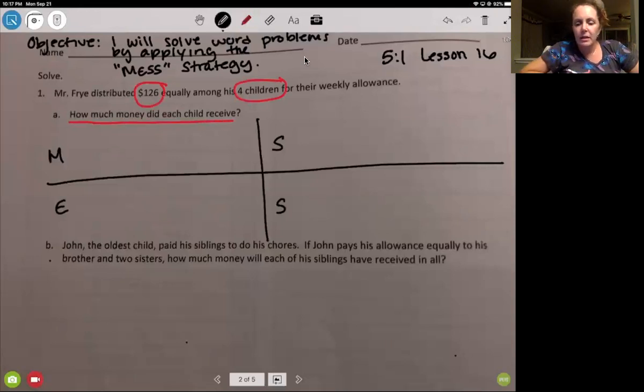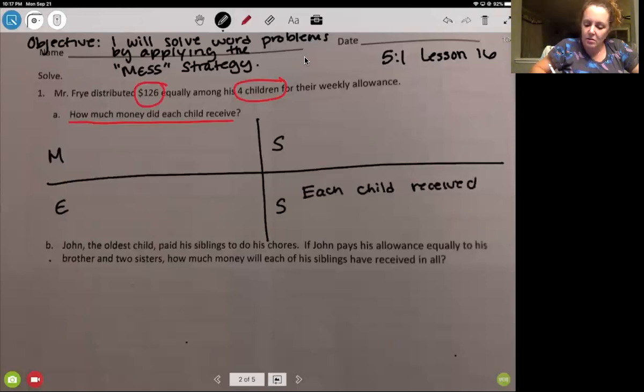So right away, it's a lot of words, and I think I'm going to make my sentence frame. Each child received, and we're going to figure that out.